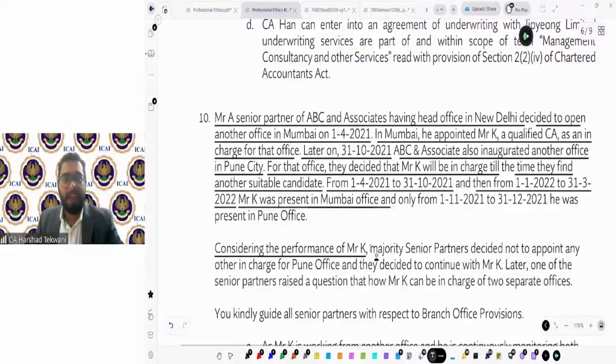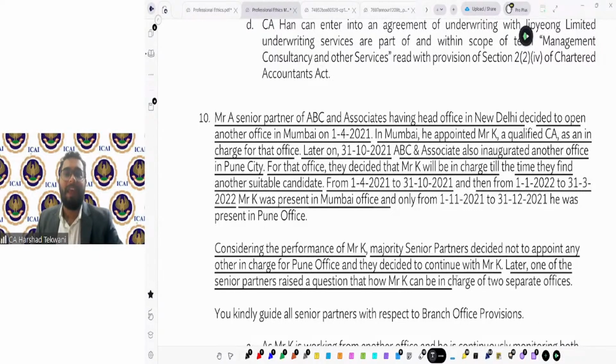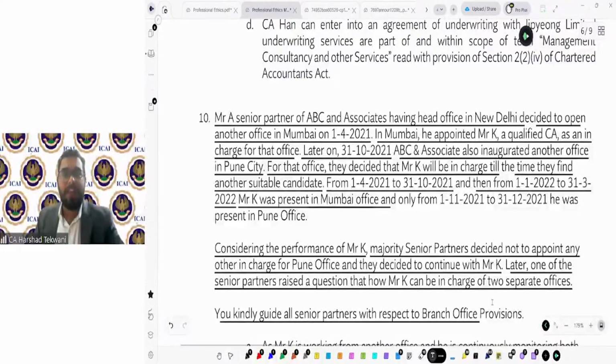Considering the performance of Mr. K, majority of the senior partners decided not to appoint any other in charge for Pune office, and they decided to continue with Mr. K. Later on, one of the senior partners raised a question that how Mr. K can be in charge of two separate offices. You kindly guide all the senior partners with respect to the branch office provisions.